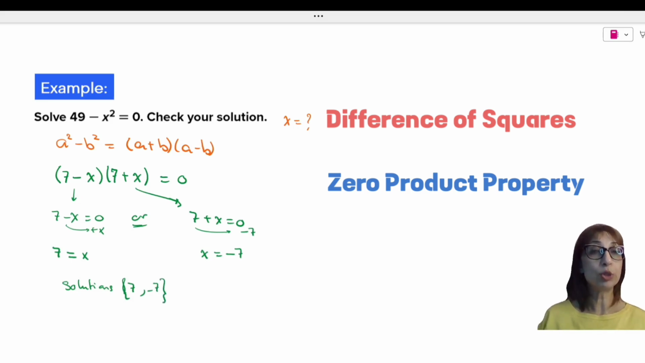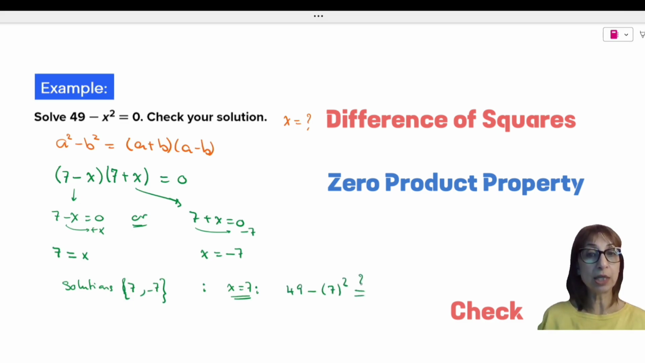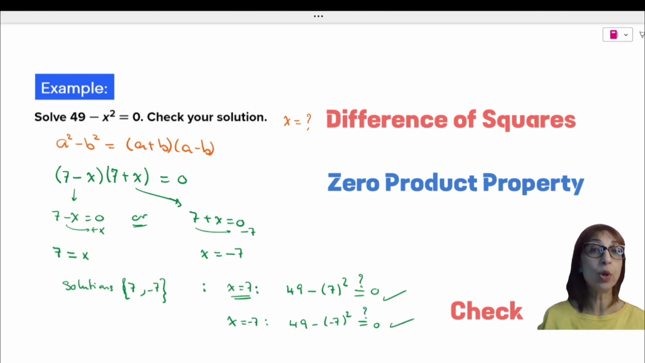Okay, if I want to check again, I'm going to substitute for 7 the first time. If x equals 7, let us check the equation itself. 49 minus x squared, is it equal to 0? Of course, 49 minus 49 is 0. Also, for x equals negative 7, is 49 minus negative 7 power 2 equals 0? Of course, negative 7 power 2 is 49. So 49 minus 49 is again equal to 0.